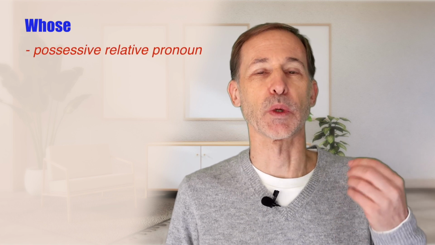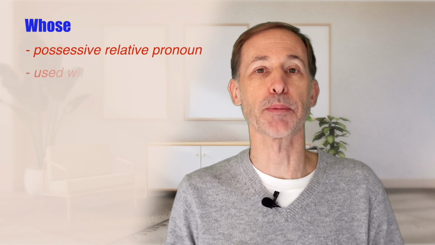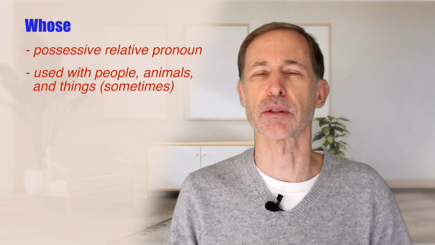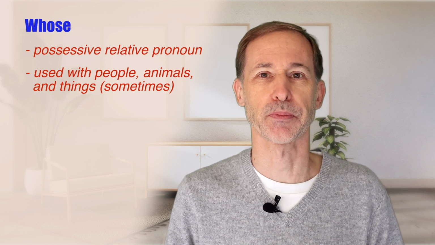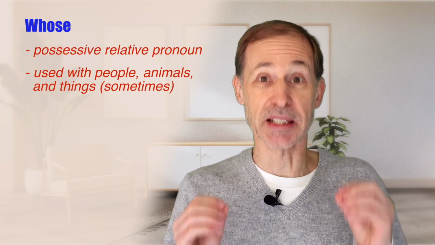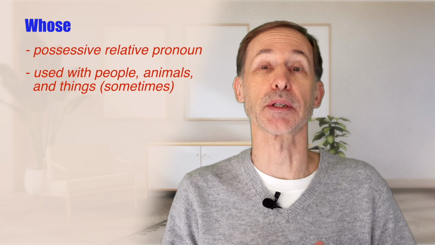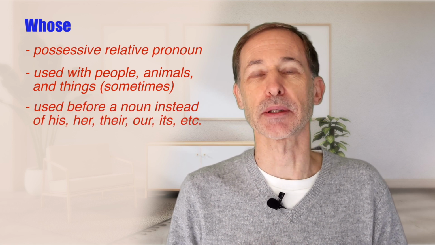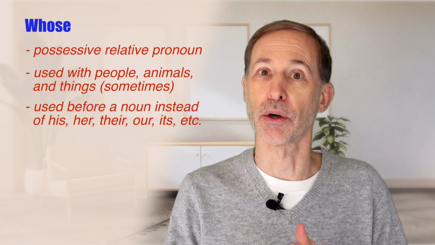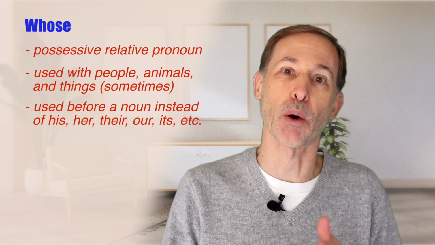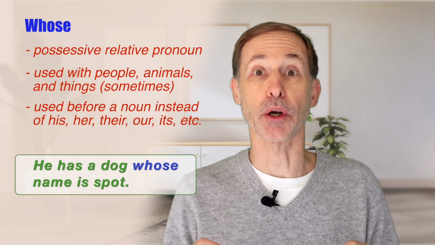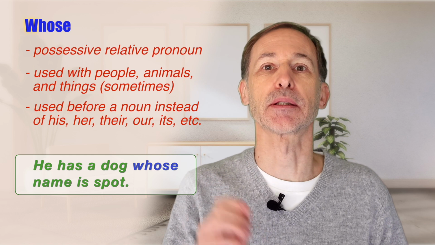And the last relative pronoun is whose. And whose is the possessive. So we can use it to talk about people or animals or things. Things in some situations. It's not common, but some situations. Because it's a possessive relative pronoun, we use it before a noun instead of pronouns such as his, her, their, our, its, etc. He has a dog whose name is Spot.